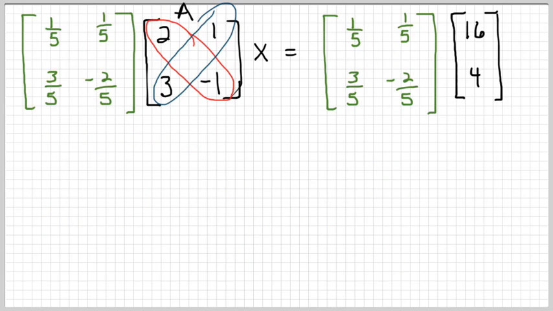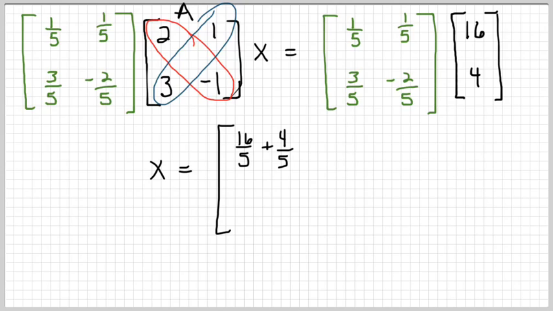Now I'm going to multiply both sides of the equation by that inverse. On the left-hand side, I get the identity times x, which is just going to be x. On the right side is going to be my answer. So I take 1/5 times 16, I get 16/5, plus 4/5. 1/5 times 4. That's row 1 times column 1.